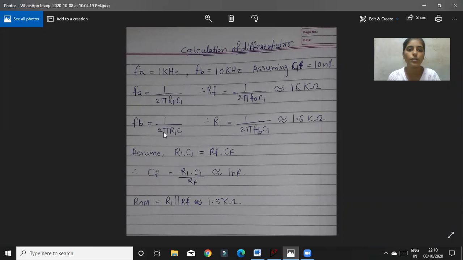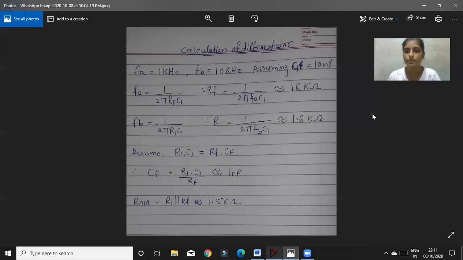My FB is 1 upon 2 pi R1 C1, where R1 is 1 upon 2 pi FB C1, which is approximately 1.6 kilo ohms. And I assume R1 into C1 is equal to RF into CF. So my CF is R1 into C1 by RF, which is approximately 1 nanofarad, and my RCOM is R1 parallel to RF, which is 1.5 kilo ohms. So this is my calculation of the differentiator.